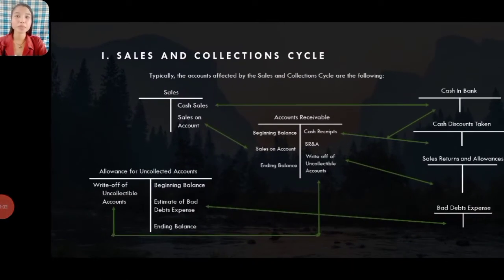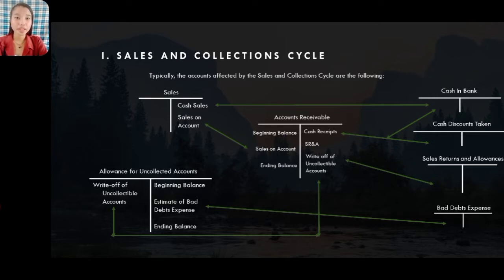This is another picture showing which accounts are involved and how they are affected. When we make a sale, we will debit cash in bank. As you can see, the arrow is pointing to the right, and we will credit cash sales. On the other hand, when we make a sale on account, of course, we will credit sales on account, or sales, and we will debit accounts receivable.